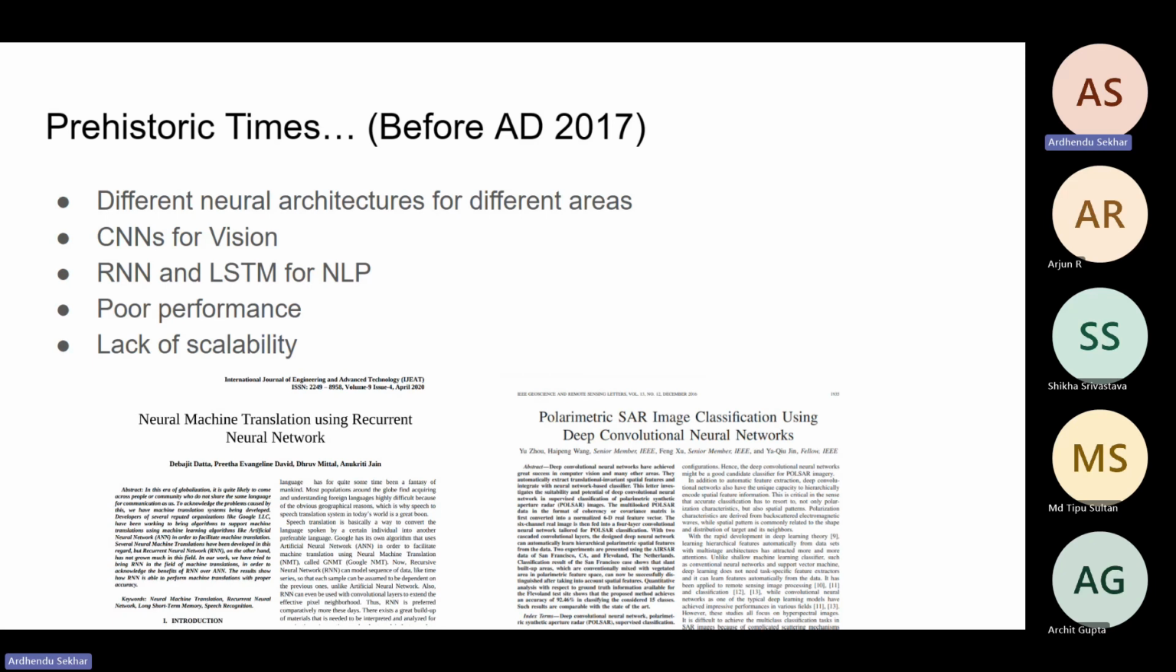Before 2017, I just put two papers here: neural machine translation using RNNs, because it's a translation task, and for image classification, a deep convolutional network. So all these application areas of ML use different models. The issue was that a person from CV could not understand a paper from, for example, NLP, natural language processing. The amount of communication or information crossover was very little in those times.